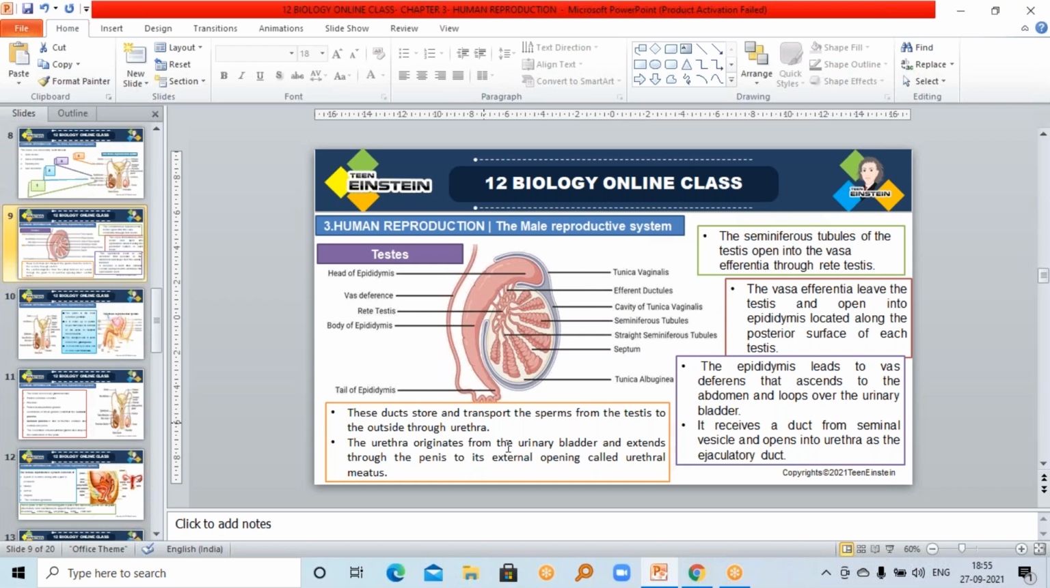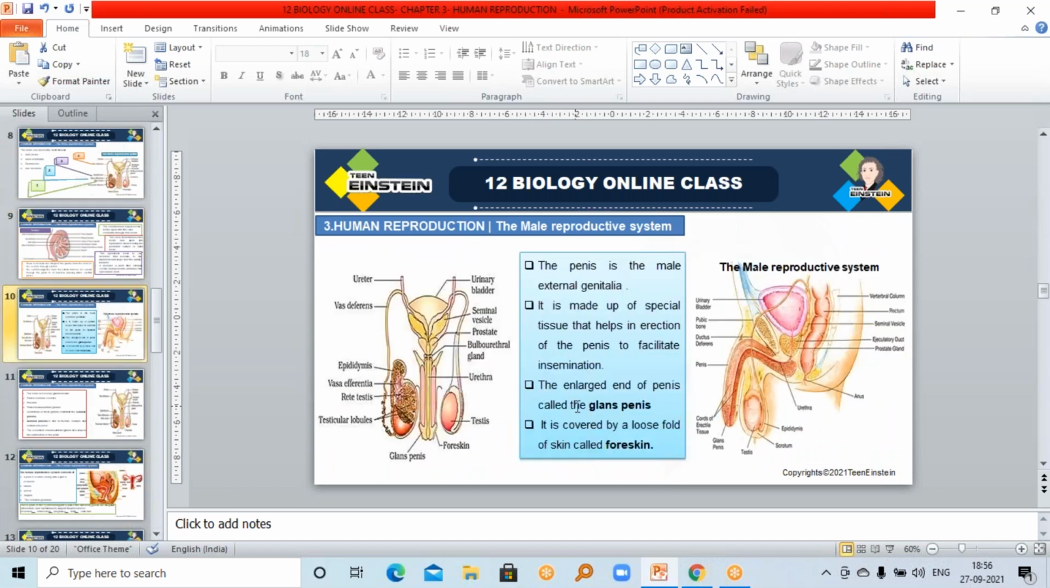And these ducts store and transport the sperm from the testis to the outside. How will it reach outside? Through the urethra. And the urethra originates from the urinary bladder and extends through the penis to the external opening called the urethral meatus. Okay.